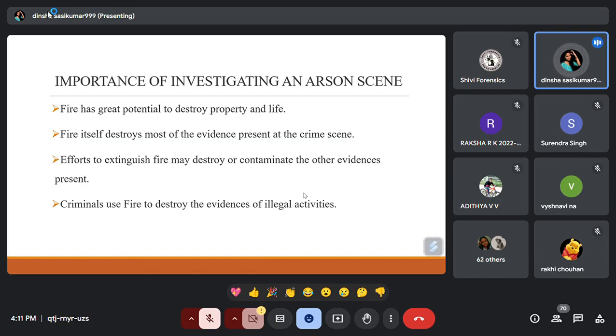So, we have to investigate an arson scene meticulously and with great importance. Some criminals may use fire to destroy the evidence of illegal activities. Due to these reasons, we have to give utmost care when investigating an arson scene. An arson investigation isn't just finding who is the culprit; it's uncovering the truth which is hidden in the ashes. These points give us the importance of investigating an arson scene.